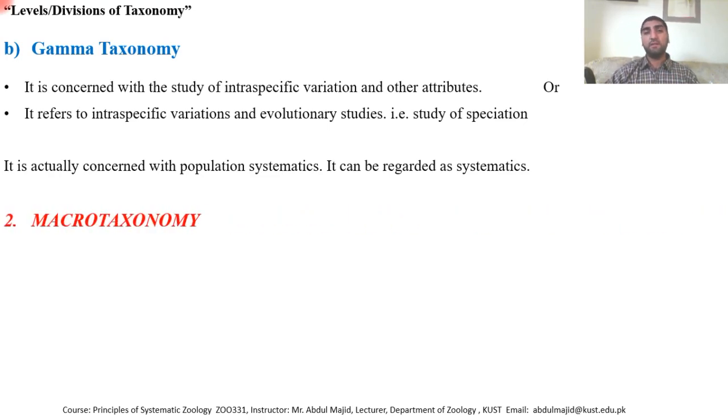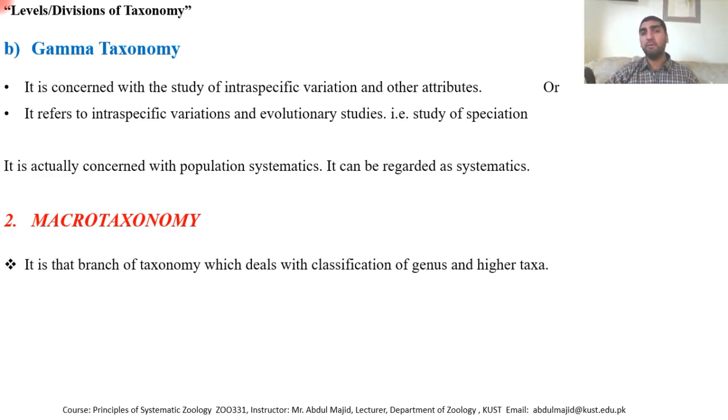So this is systematics. Now the second portion is macrotaxonomy. What is macrotaxonomy? In macrotaxonomy, we study the upper levels. For example, we go up from subspecies and species, a little bit more, to genus, family, order, class, phylum, kingdom and domain. These are upper classes, so we call them macro classes. When we are studying at these levels, meaning at genus level or above, this is called macrotaxonomy.